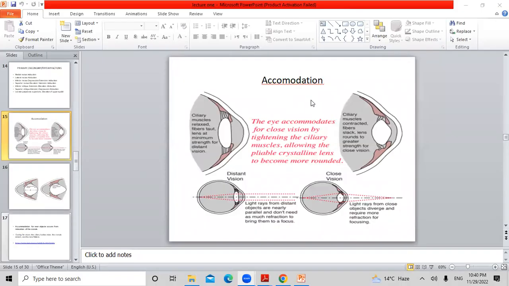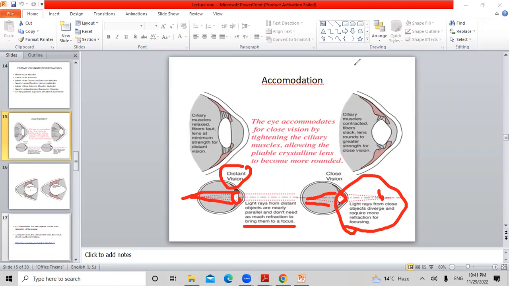Sorry for the interruption. So here in the accommodation, you can see when there is relaxation of the lens, there is no accommodation, the lens becomes more flat, and it refracts the light for distant vision. Look at the light here, it falls behind the retina, a hypermetropic shift, not a myopic shift. So here you can see the distant vision. The light rays from the distant object are nearly parallel and don't need as much refraction to bring them to focus. For close vision, the light is very near, so we need a convex shape of the lens to make it more focused toward the retina. The light rays from a close object diverge and require more refraction for focusing.